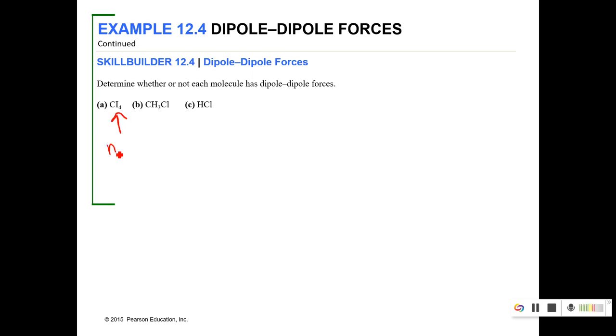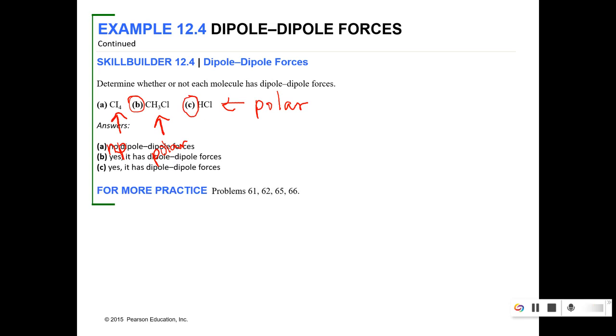Okay, so this one is nonpolar. Normally you have to draw them. Remember, carbon only gets 4 bonds, which means it has no lone pairs. This one is polar. That's because it's got different outside atoms. I don't have to draw it. This one is polar. So B and C have our dipole-dipole forces.